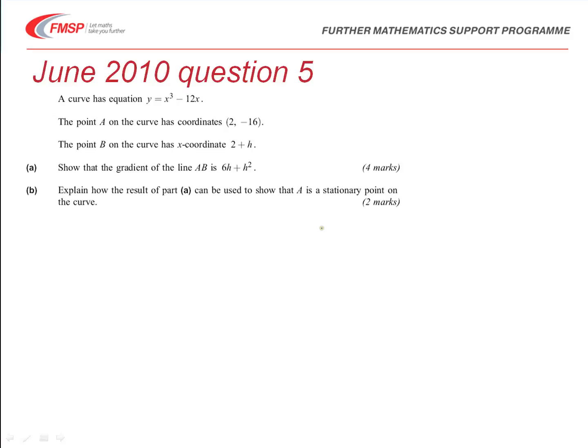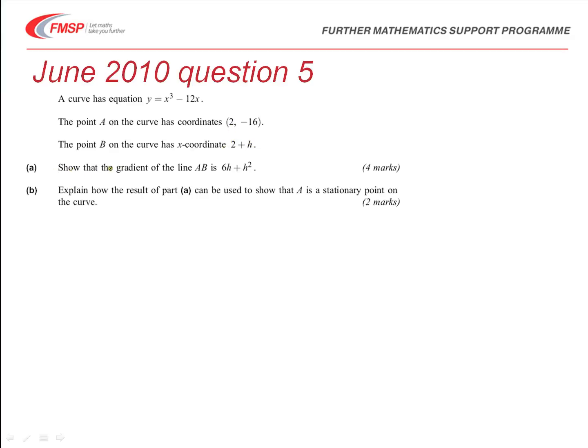So you can see in this question we're given the curve y equals x cubed minus 12x. We're given the point 2, minus 16, which is somewhere on that curve, and then we're told a second point B is on the curve where its x component is 2 plus h. Hopefully you remember something about differentiation from first principles, that this second point is then a distance h from the first point. You've got 2 and 2 plus h.